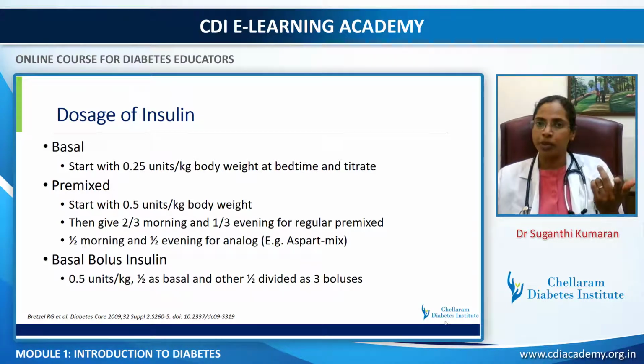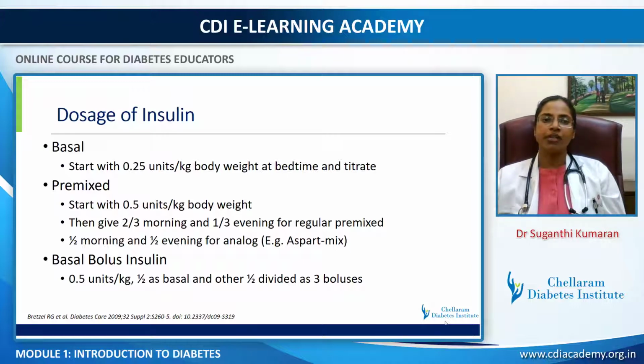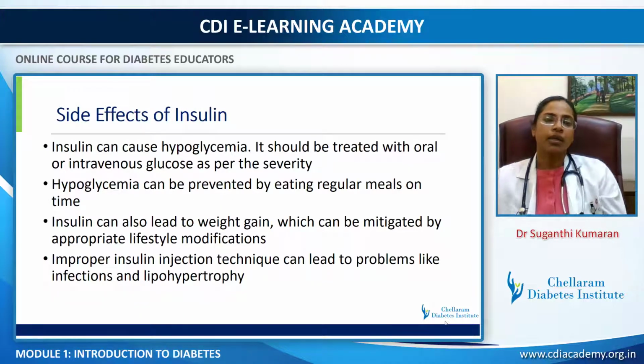Unlike the regular premixed, where it takes a while before it reaches the peak and takes a longer time before it leaves the blood. Basal bolus insulin, again the dosage is 0.5 units per kilogram. Half is given as basal and the other half is divided into 3 equal doses before meals.